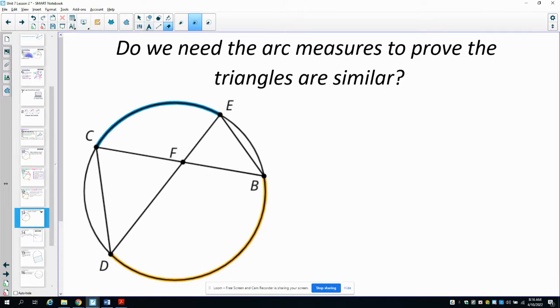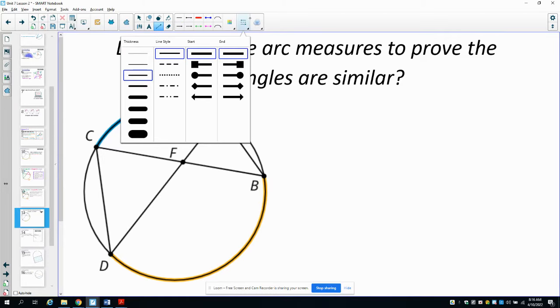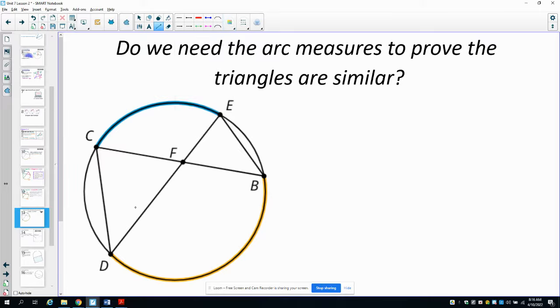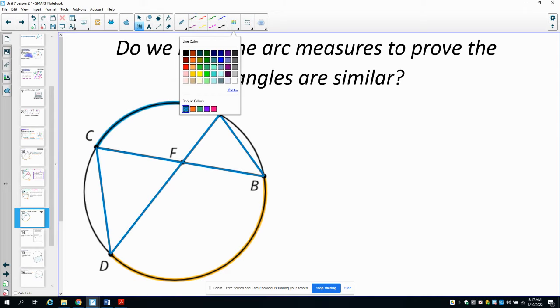So do we actually need to know the measures of these arcs, or could we do it without the measures? So we know that this angle, let me do the ones that I did in my proof. Okay, so we know that this angle D is going to be half of this arc, whatever it is. I don't even need to know the measure, but I do know it's half of it. And then we're going to say angle B is also half of that same measure.